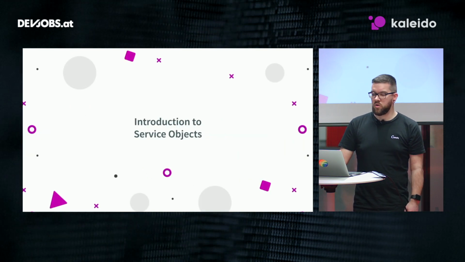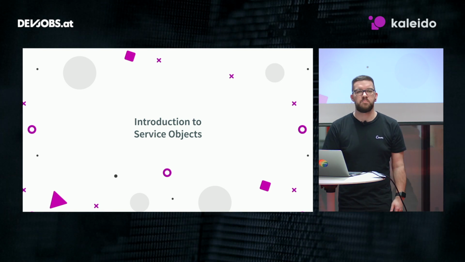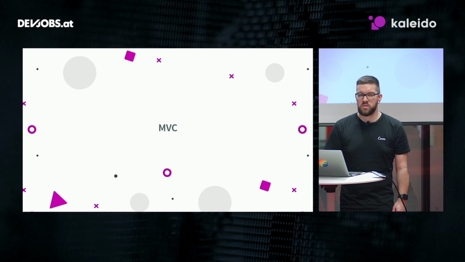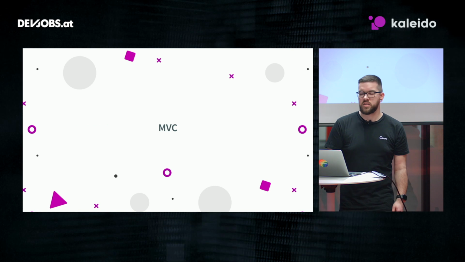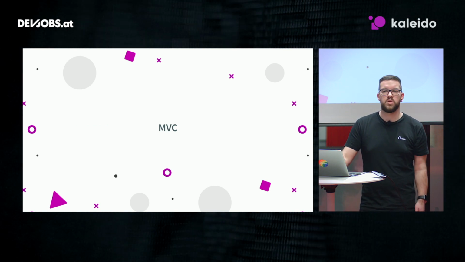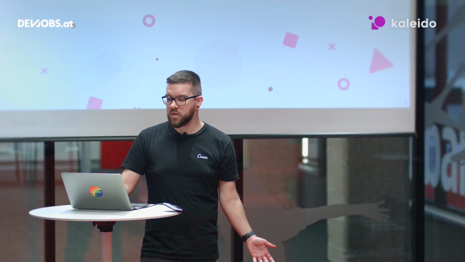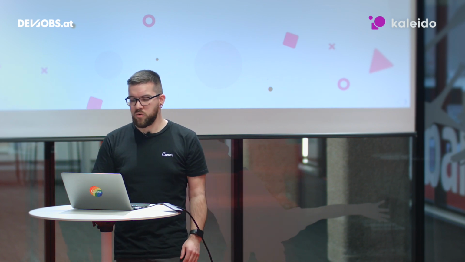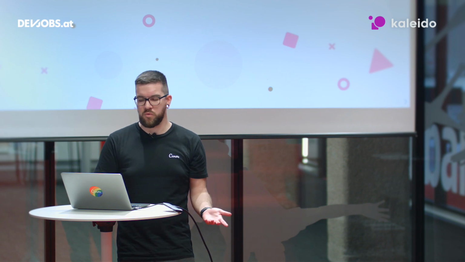Today, I would like to talk about service objects and how they can help us structure and improve our business logic in code. The starting point will be MVC, Model View Controller. It's the standard architecture for a lot of frameworks, including Rails, which we heavily use at Kaleido. The model holds the data and the logic. The view represents how to display this data. And the controller usually does the work and points then to a view to render.